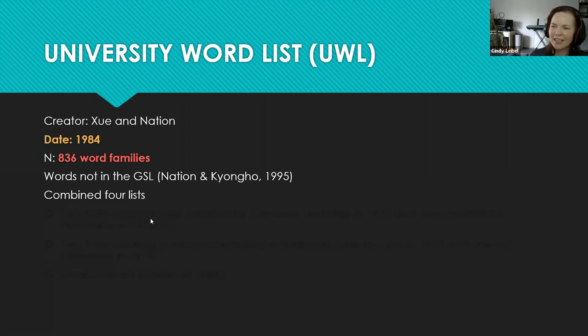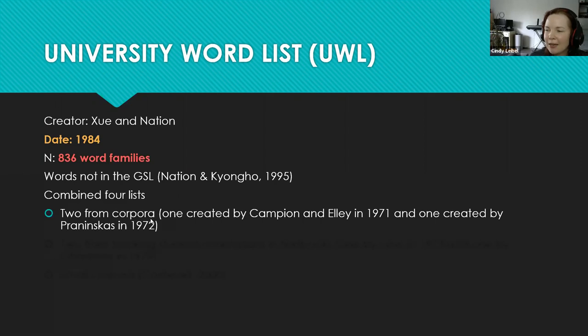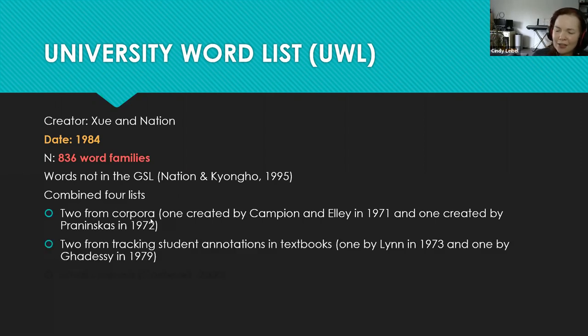And it's sort of interesting, this one, and this is just backstory, people don't really use it, but they had two lists from corpora, and also to create this list, they tracked student annotations in textbooks, which I found very interesting. So they said, what are students likely to write about? That must make it more academic. But it was criticized for having quite the small corpora compared to, you know, other lists.